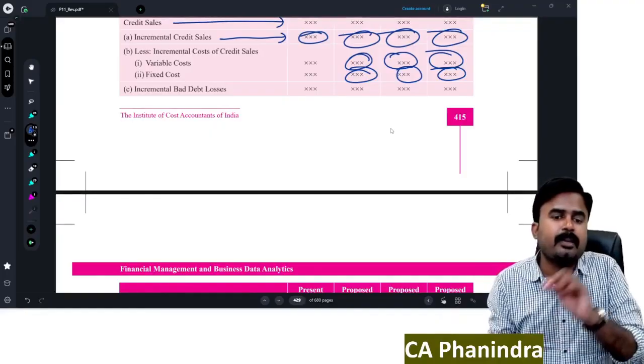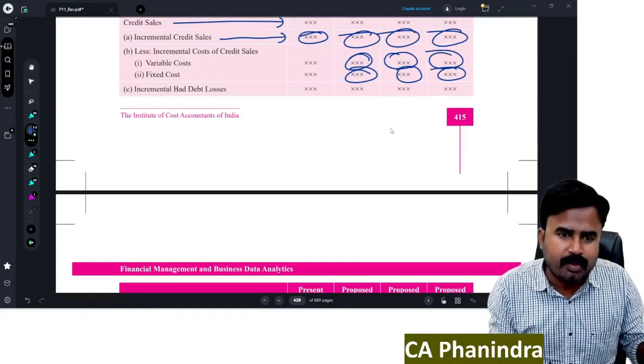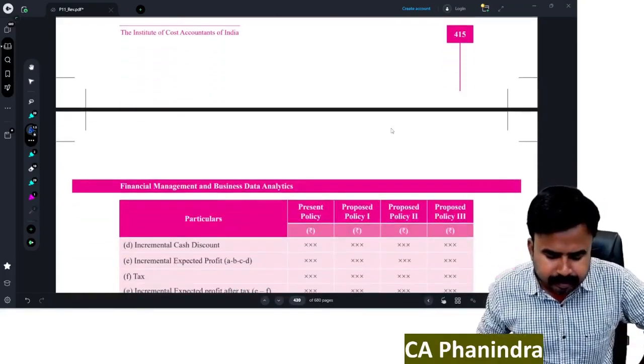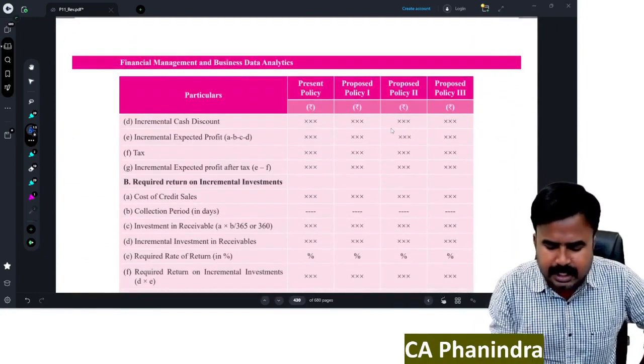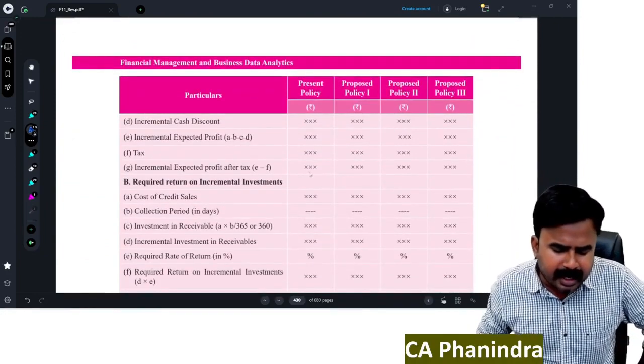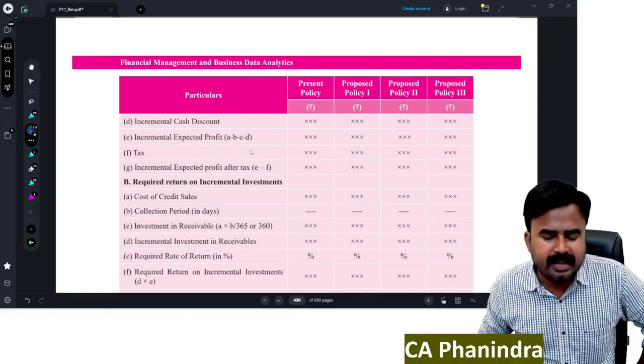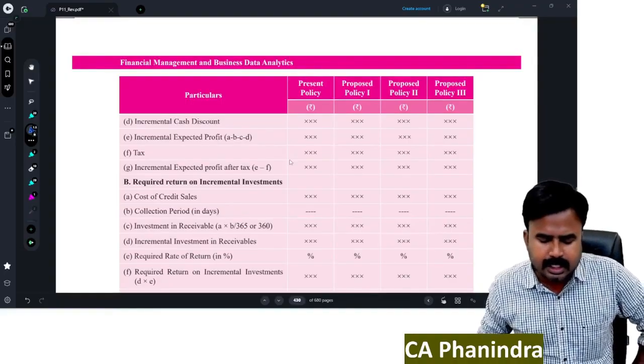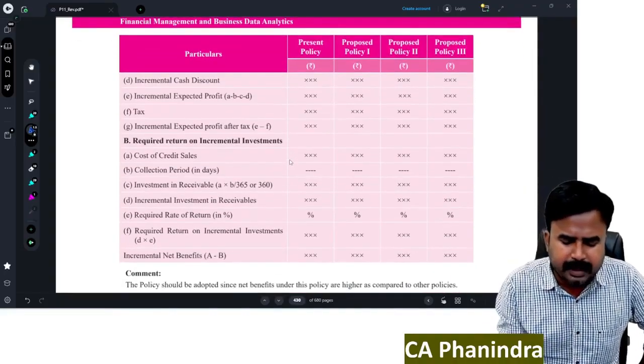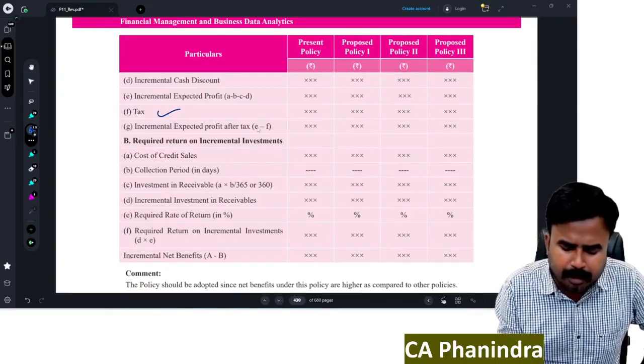Then you should write incremental bad debts with respect to policy 1 is 50,000. Okay, like that. You have to write incremental cash discount also. Then you'll get incremental expected profit after recovering these bad debts and incremental cash discount also. So once we get incremental expected profit, deduct tax from it, then I'll get incremental profit after tax.